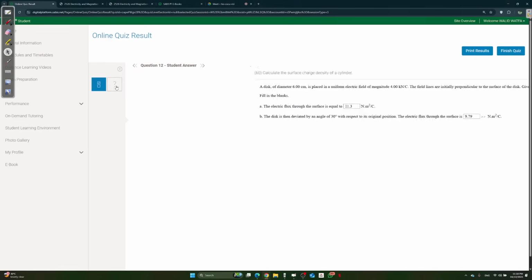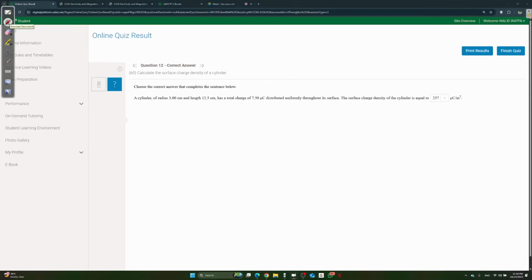Question 12. A cylinder of radius 3 and length 12.5. So I know always when I see length and radius and whatever, I think it's an area. It has total charge Q. They want the surface charge density. It's uniform, by the way. So you're looking for sigma.